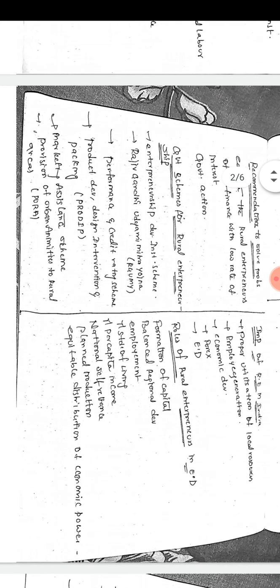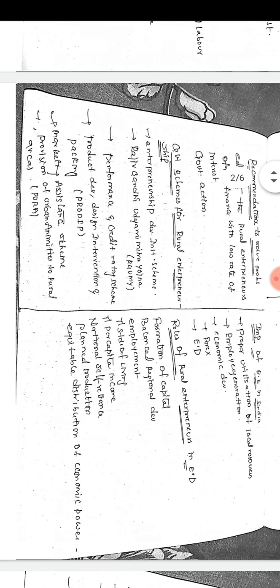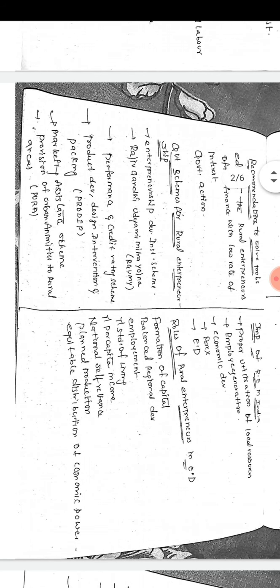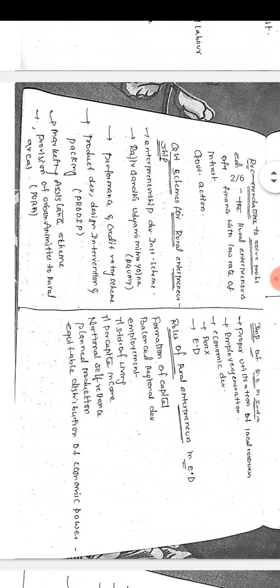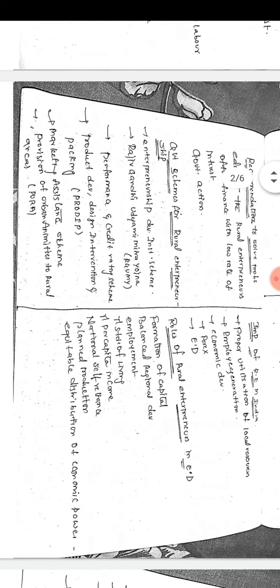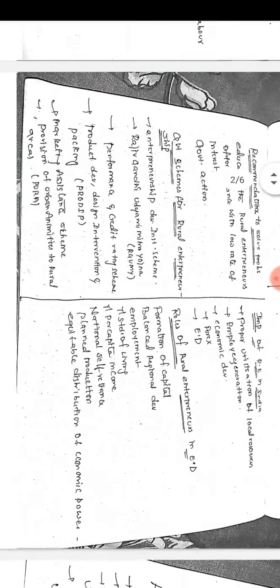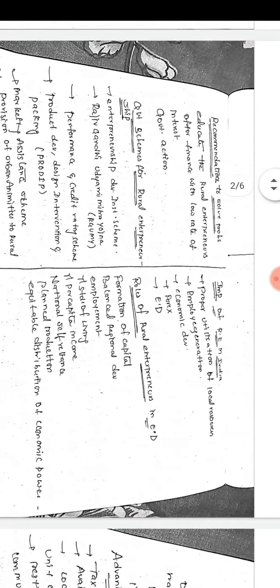And coming to government schemes for rural entrepreneurs, the government has brought up some schemes for rural entrepreneurs. They are the Entrepreneurship Development Institute scheme, Rajiv Gandhi Udyami Mitra Yojana, Performance and Credit Rating scheme, Product Development Design Intervention and Packaging scheme, Marketing Assistance scheme, Provision of Urban Amenities to Rural Area scheme. These are the schemes produced in favor of rural entrepreneurs.